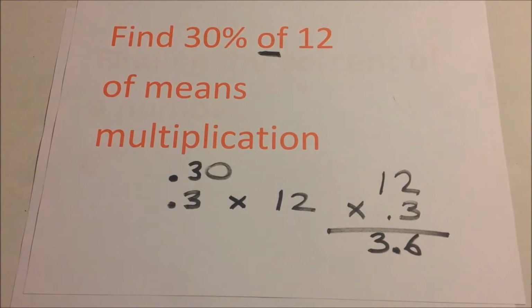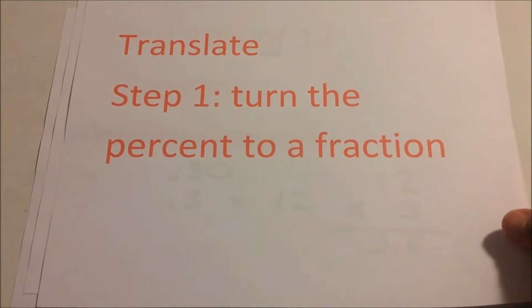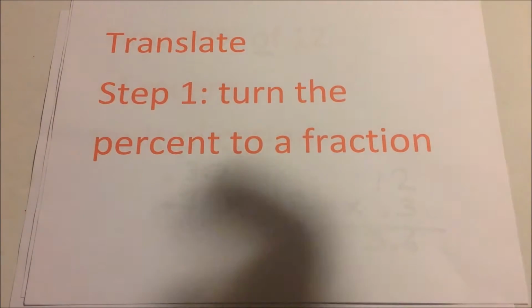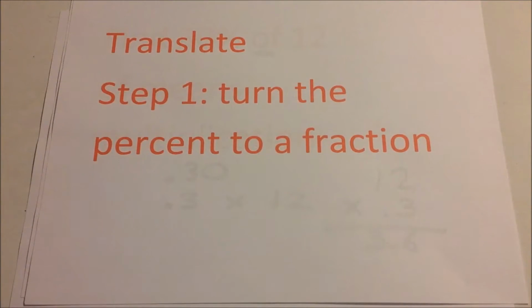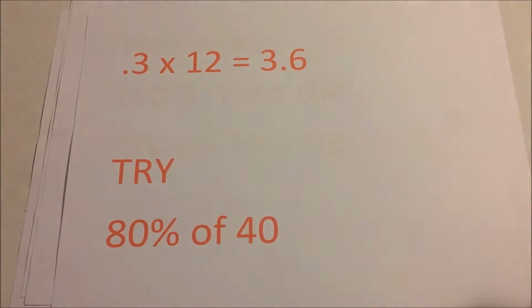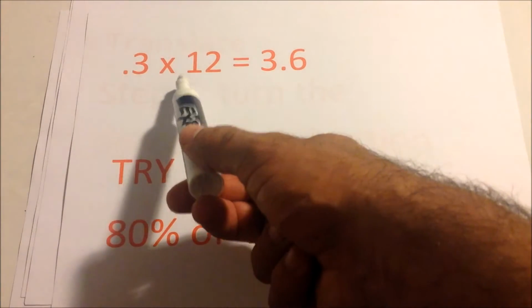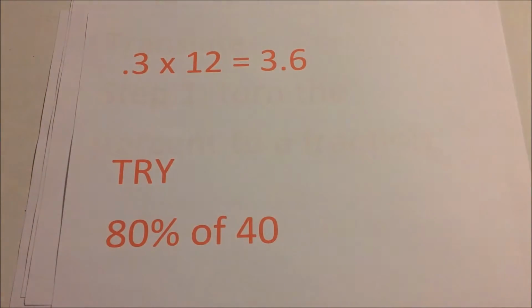The key here is to learn how to translate. Turn the percent to a fraction or a decimal, whatever you prefer. So we put 30%, we made it 0.3. Remember, 0.3 is 0.30, it's the same thing. Of means multiply, and we multiplied, and we got 3.6. So try this one. What's 80% of 40? Try that.